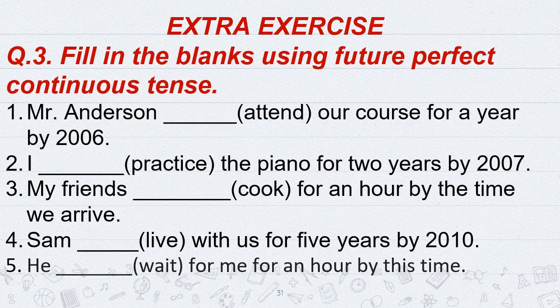The third exercise is fill in the blanks using future perfect continuous tense. First, Mr. Anderson dash (attend) our course for a year by 2006. Second, I dash (practice) the piano for 2 years by 2007. Third, my friends dash (cook) for an hour by the time we arrive. Fourth, Sam dash (live) with us for 5 years by 2010. Fifth, he dash (wait) for me for an hour by this time.